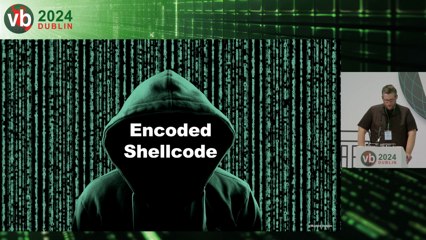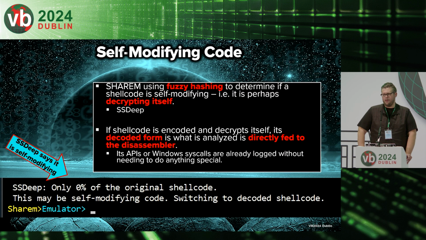So let's talk about encoded shellcode. So with the tool, we can use SSDeep to address self-modifying code. We can see that it has changed, and with that, I won't get into all the details in the interest of time, but we will get the decoded form and send that to our disassembler. That's what we will see.